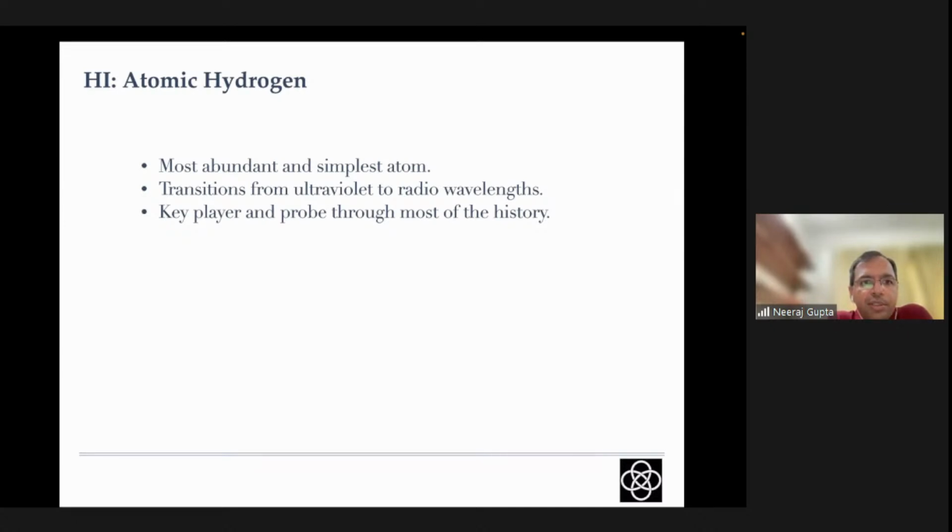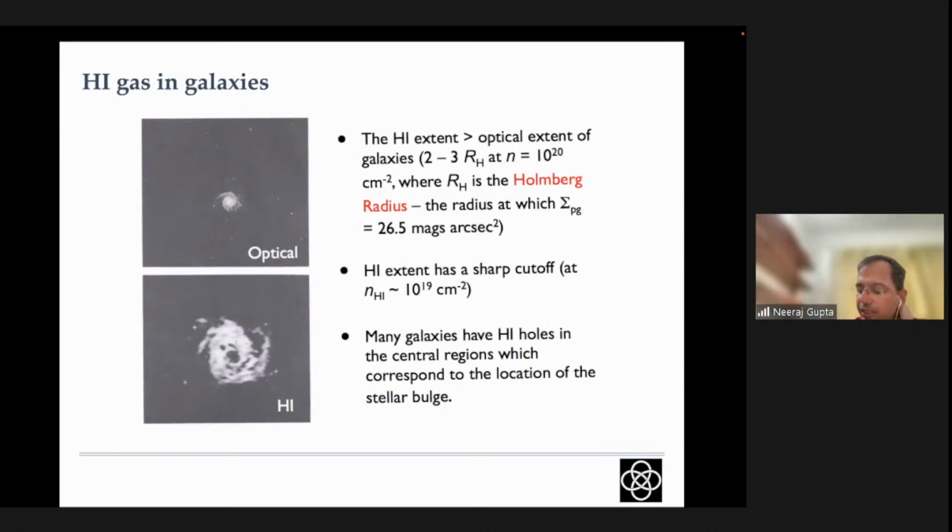What is neutral hydrogen? Of course, from our perspective, it is the most abundant. It's also the simplest atom, but it has energy levels with transitions from ultraviolet to radio wavelengths, and they all play a very important role in the ways in which we can observe it. So before we look into neutral hydrogen at the atomic level, let me also show you a few more pictures of how neutral hydrogen is distributed in galaxies.